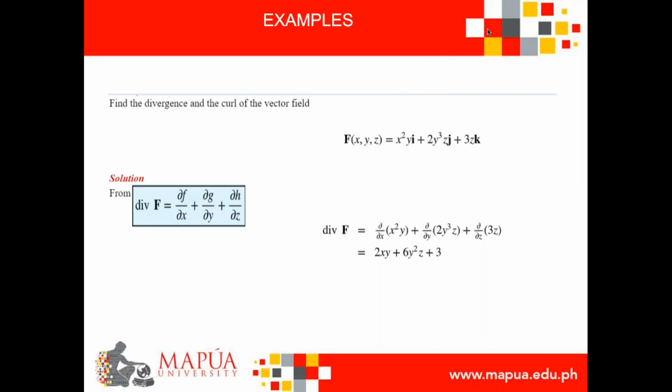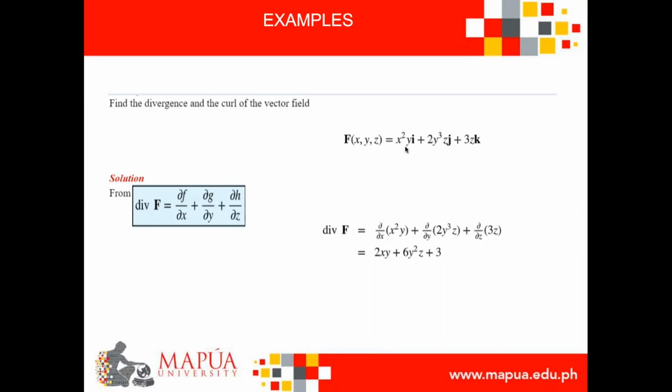So we have here the formula. The formula we have here is div F, that represents the divergence of the vector field, is equal to the partial derivative of the function f with respect to x, plus the partial derivative of the function g with respect to y, plus the partial derivative of the function h with respect to z.